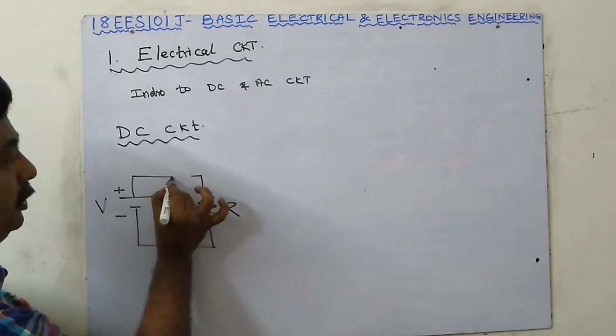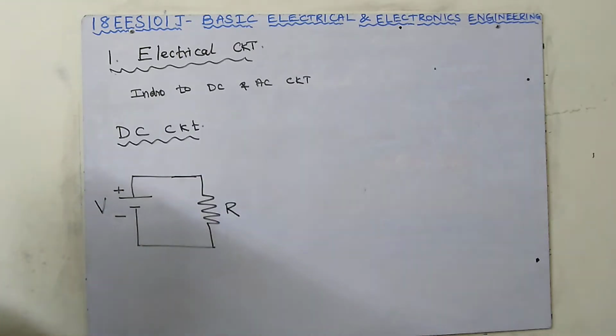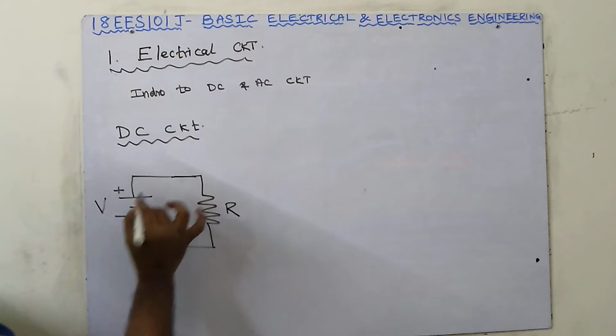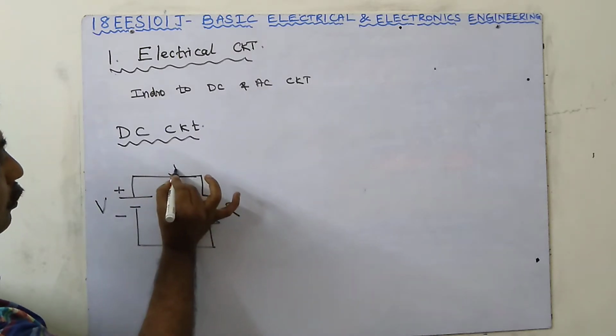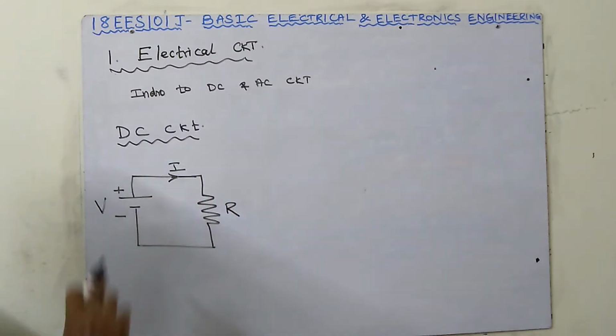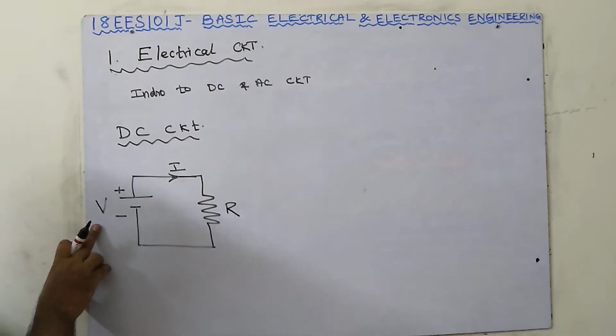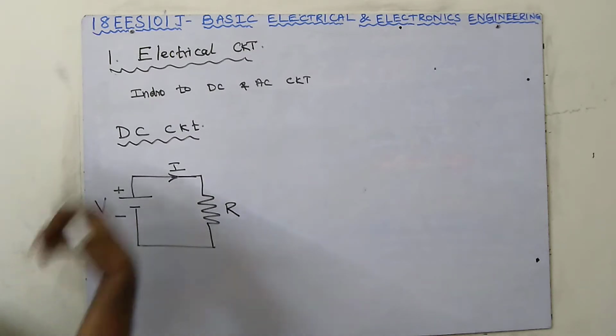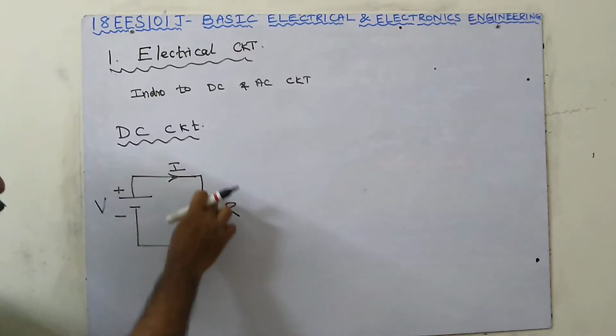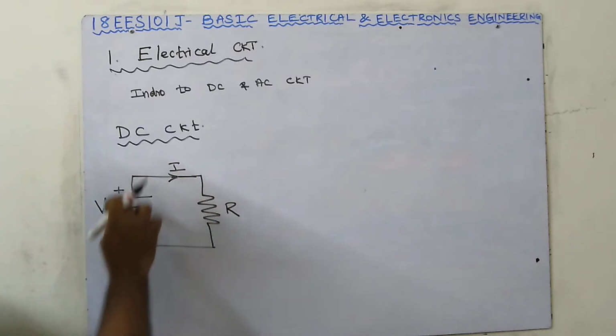If there is a closed path, current will flow through the circuit. So this is called a circuit, a closed path. The current will flow through the circuit. When supply voltage V is given, the battery gives electrical energy, and the current will flow through the resistor R and around the circuit.